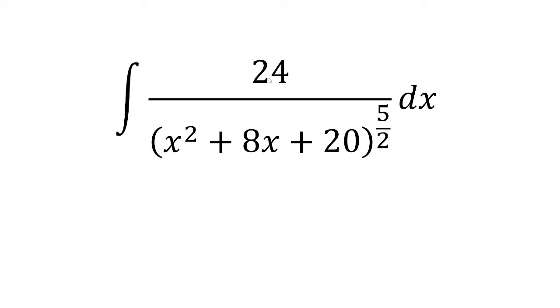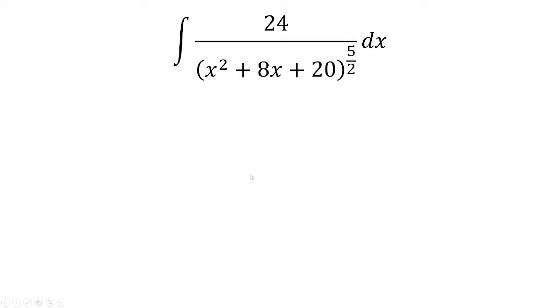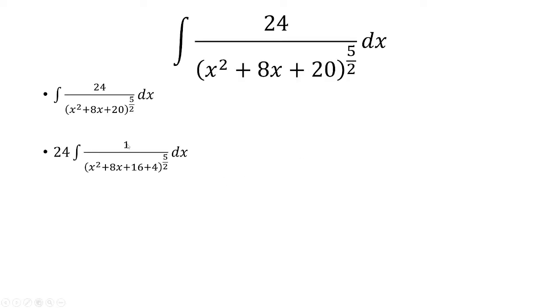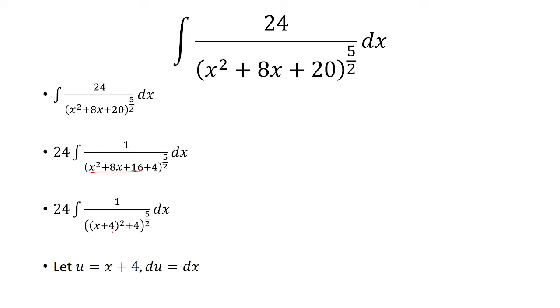In this video, we want to integrate 24 over x squared plus 8x plus 20 raised to the 5/2 power. Okay, first let's break up the 20 into 16 plus 4, and then the 24 we can factor out. So now we can focus on factoring the x squared plus 8x plus 16 as just x plus 4 quantity squared. From there, we'll make a u substitution.